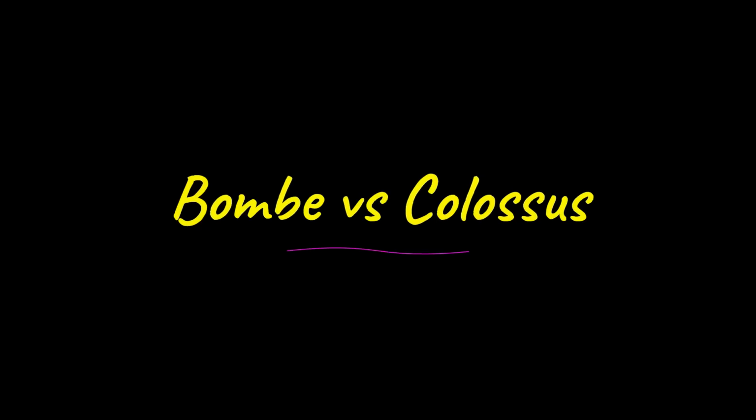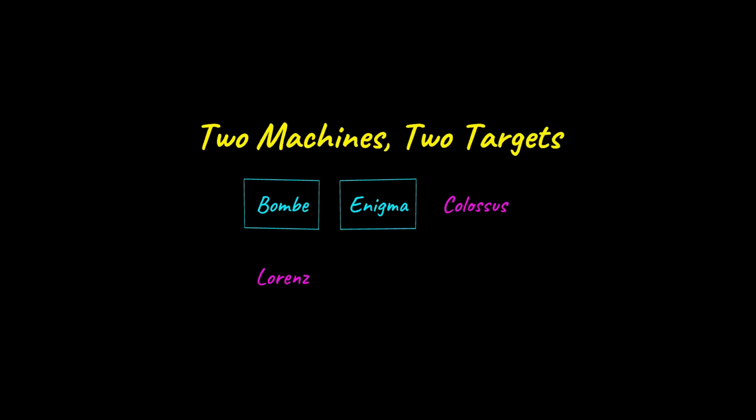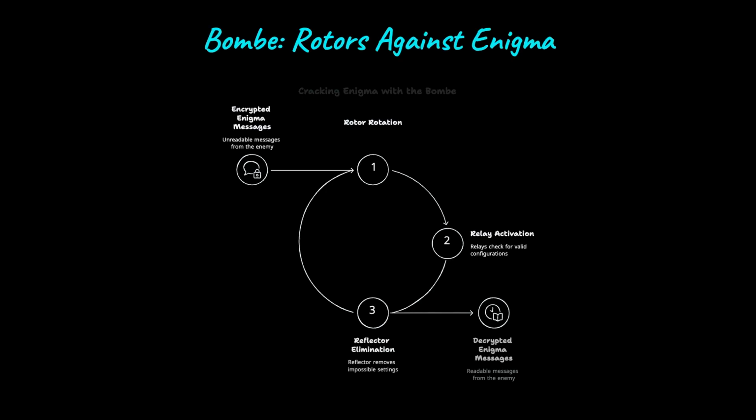Two code-breaking machines from World War II are constantly mixed up. Let's fix their pairings for good. The bombe versus Colossus. The bombe was electromechanical, built at Bletchley Park to attack the German Enigma cipher. Colossus was electronic and programmable, built by Tommy Flowers to break Lorenz, the more advanced cipher used by the German High Command. The bombe exploited a quirk of Enigma's reflector, the fact that no letter could ever encrypt to itself, to rapidly eliminate impossible rotor settings.